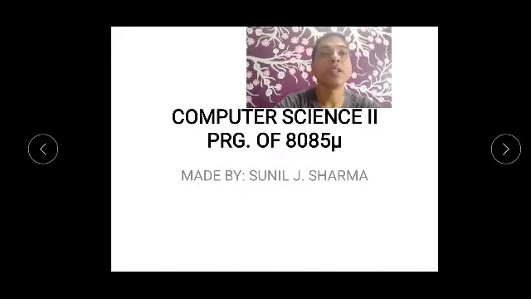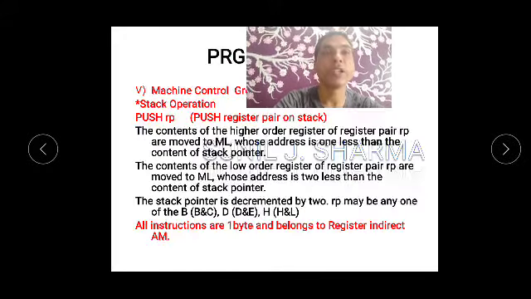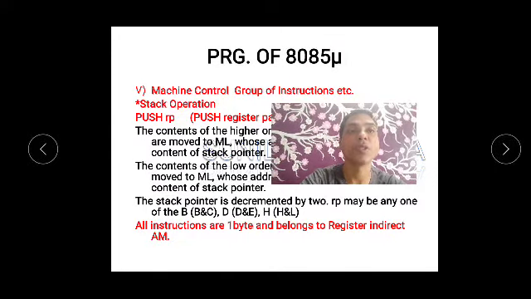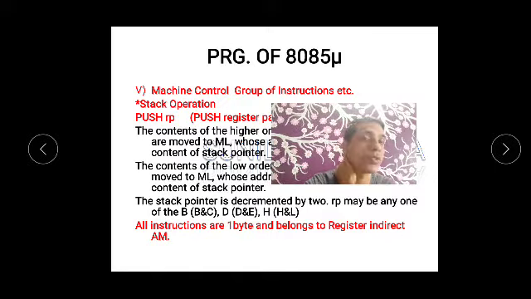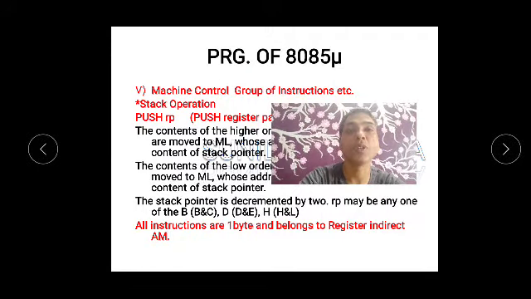Welcome once again. We'll be continuing with the same chapter, that is programming of 8085. Till now we have already studied the data transfer group of instructions, the logical group, and the arithmetic group. Now we are going with the branching group of instructions, and then the next instruction group, that is the machine control group of instructions.